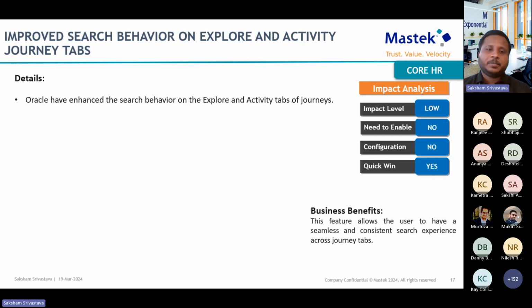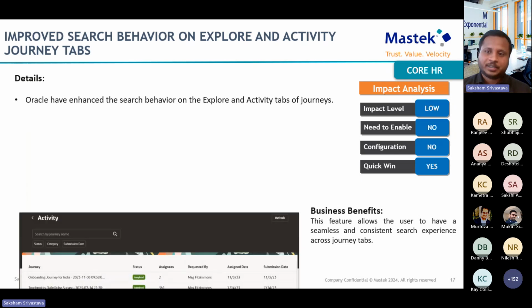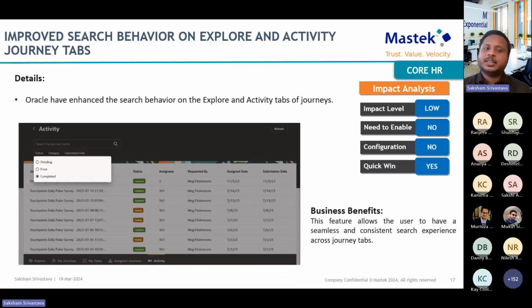Similarly, if we navigate a bit further on this slide, you can see this is how the activity tabs look like. And over here, you can now filter, for example, based on status. On the activity tab, I just want to see all the pending tasks, for example. I can do that. I would just want to see maybe the ones in error. Those kinds of things we can do from the activity tab now. Again, a low impact feature. There's nothing you really need to enable. As long as you are using journeys, it's there for you to utilize. And it's a quick win feature for us.